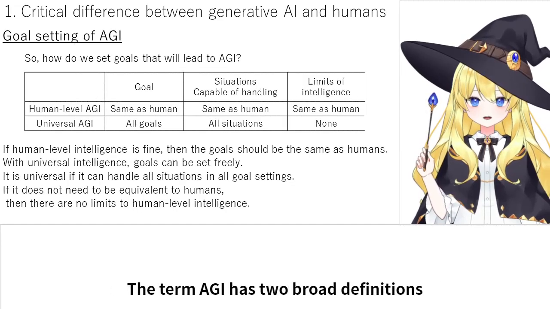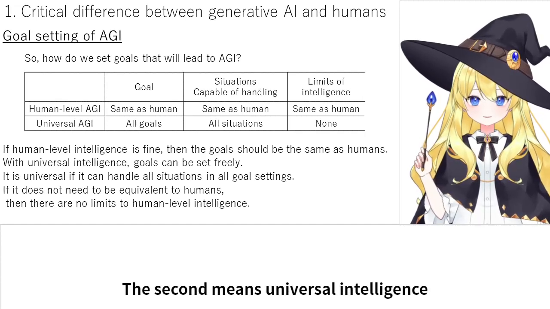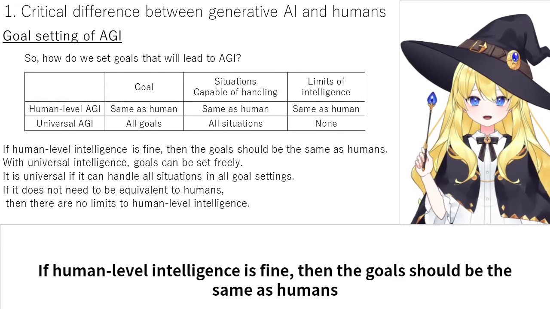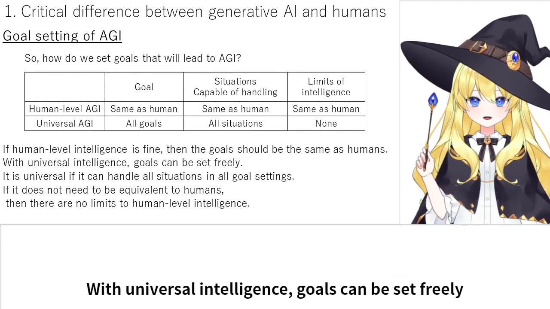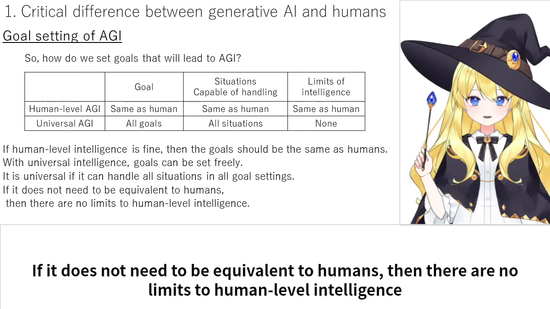The term AGI has two broad definitions. The first means human-level intelligence. The second means universal intelligence. If human-level intelligence is fine, then the goals should be the same as humans. With universal intelligence, goals can be set freely. It is universal if it can handle all situations in all goal settings. If it does not need to be equivalent to humans, then there are no limits to human-level intelligence.